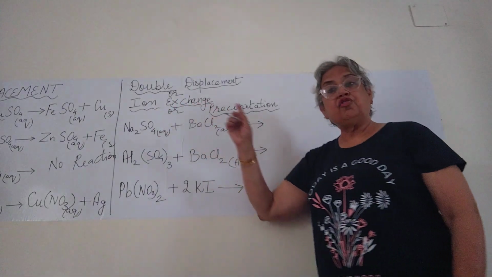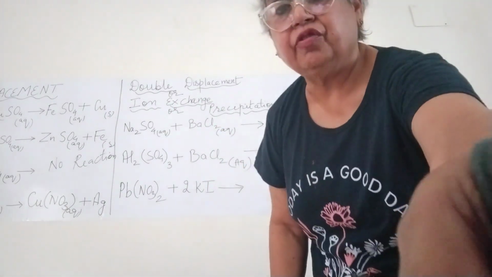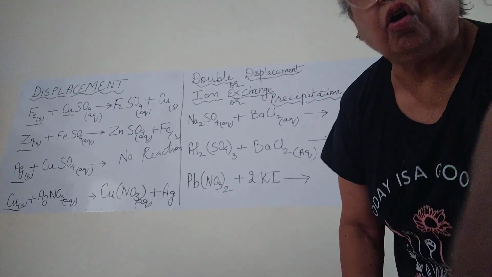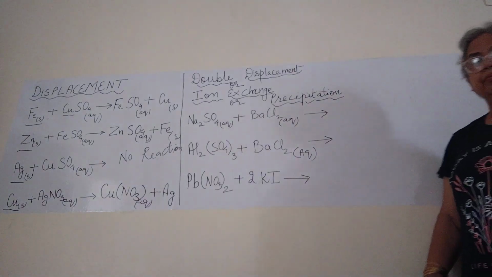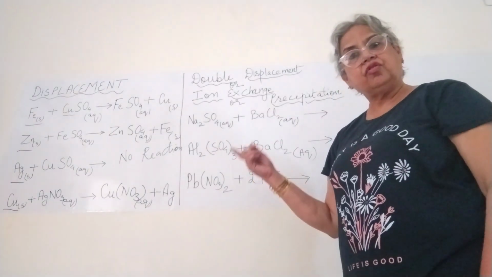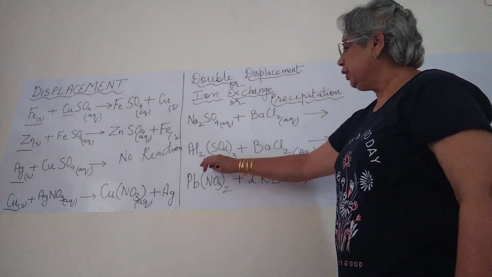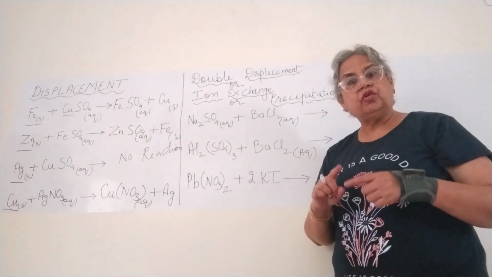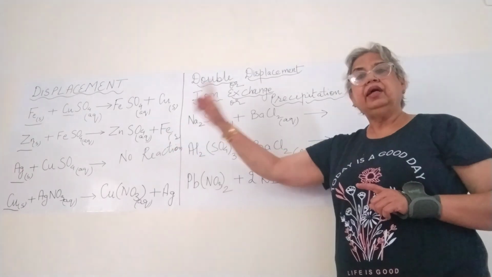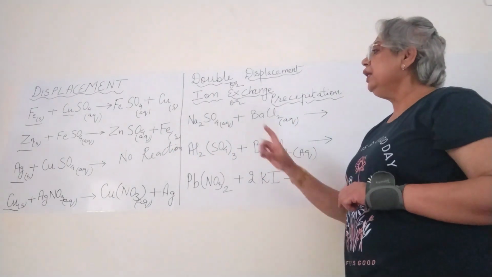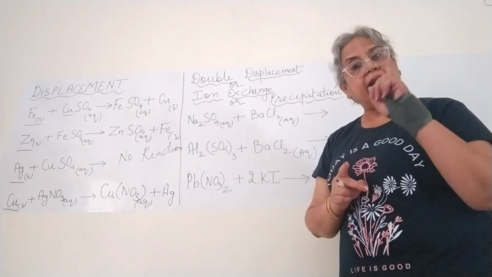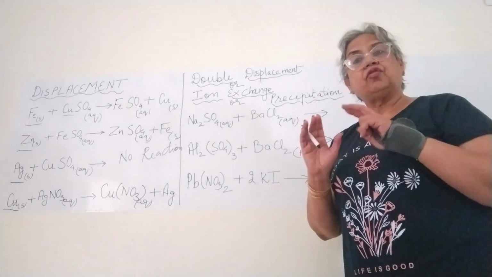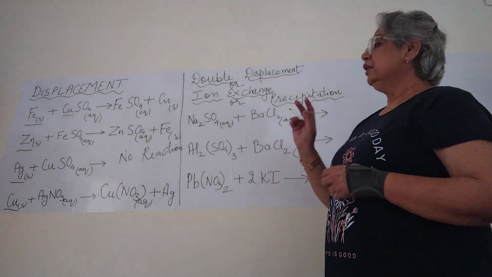Displacement was a reaction between an element and a salt solution. Metal was an element and then there was a salt solution. Double displacement is the reaction between two compounds. So this way you can also do the difference between displacement and double displacement. In displacement the reactants are element and compound. Element is a metal, compound is an aqueous salt solution of any metal, right?